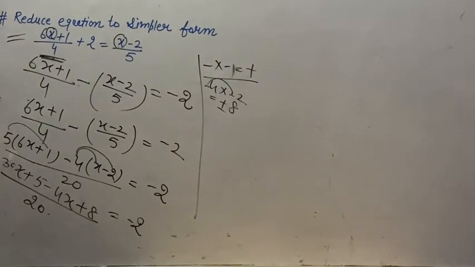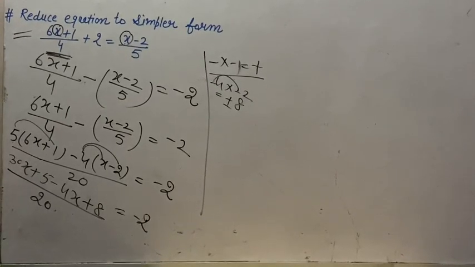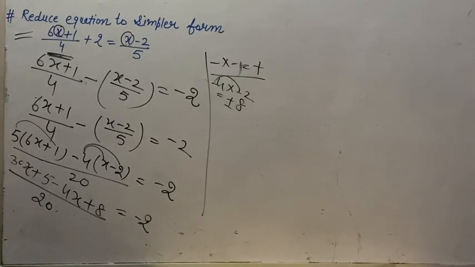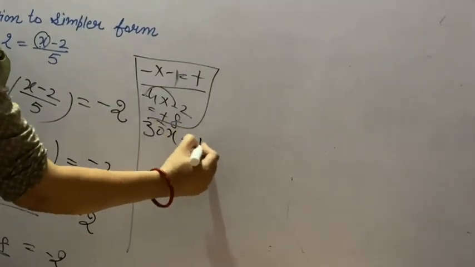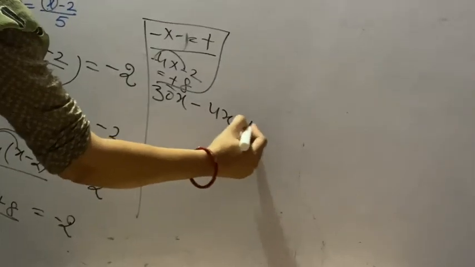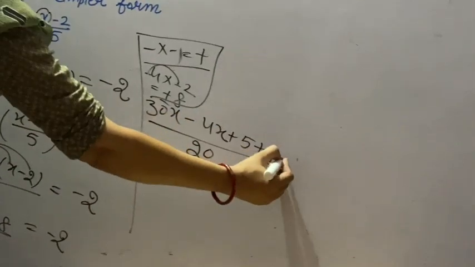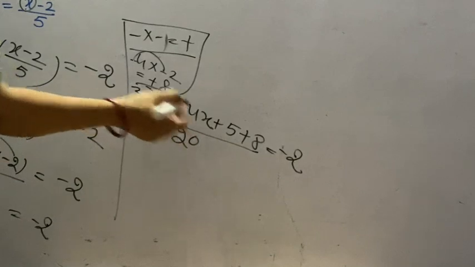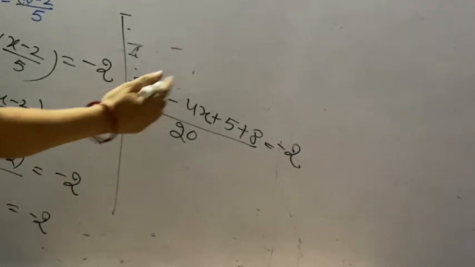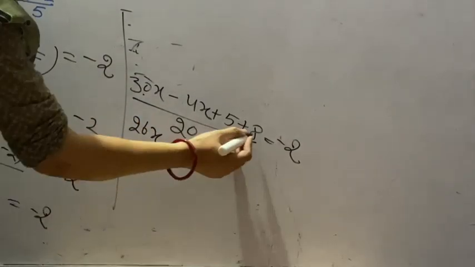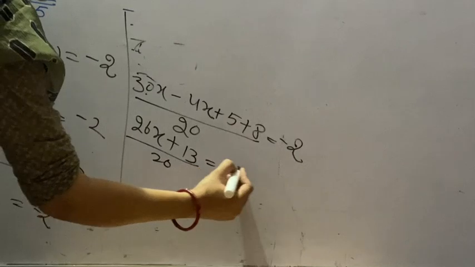Now what will we have? 30x minus 4x plus 8 and plus 5. We take variable terms together: 30x minus 4x, plus 5 plus 8, divided by 20 is equal to minus 2. 30x minus 4x is equal to 26x. 8 plus 5 is equal to 13. Divided by 20 is equal to minus 2.